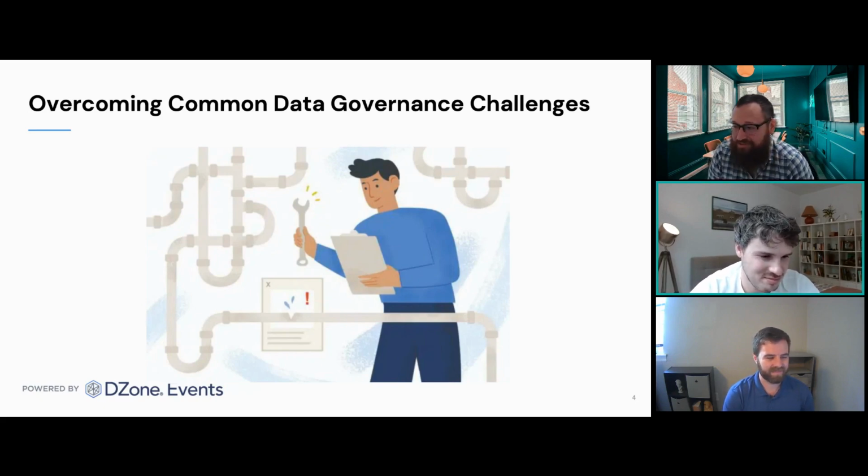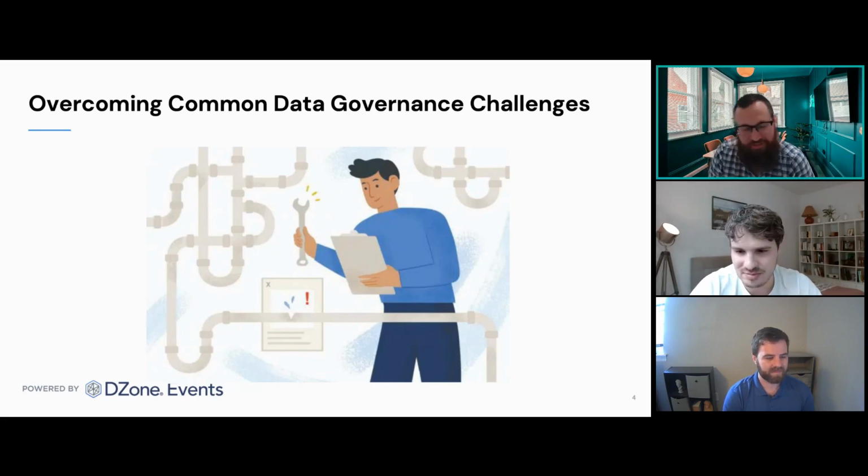Yeah, documentation is quite important, especially for onboarding and offboarding, right? There's been a lot of turnover lately. And if you're trying to onboard somebody without proper documentation of data policies and procedures, it can lead to some problems.